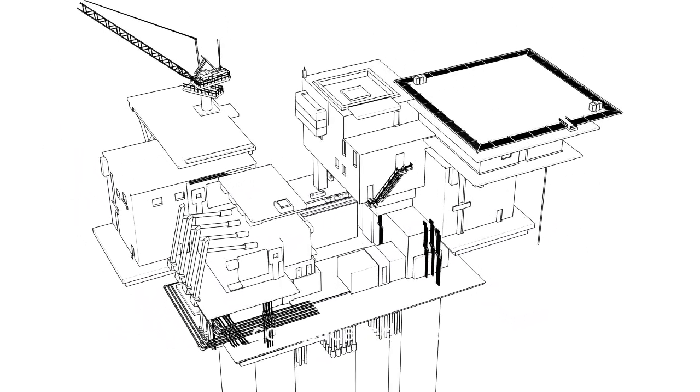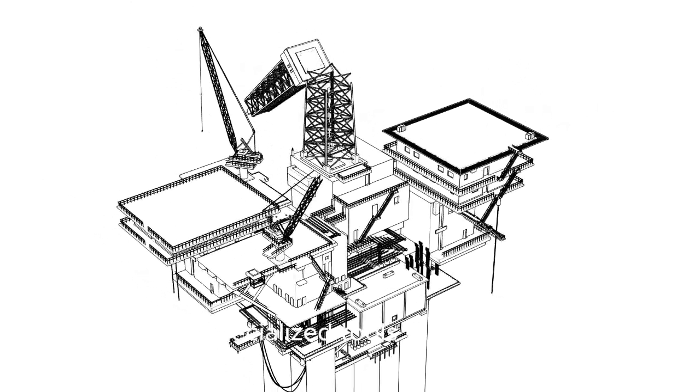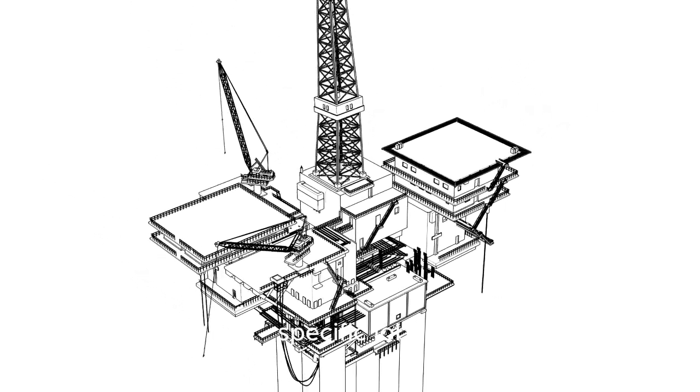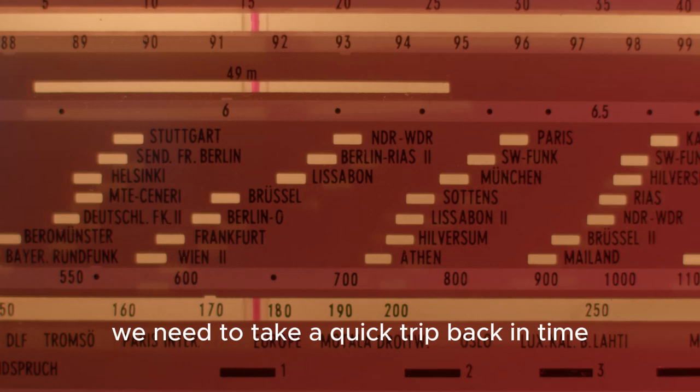Think of it like this. Instead of a single, complicated tool that tries to do everything, you have a set of simple, specialized tools that are incredibly fast at their specific jobs. We'll come back to this analogy later. To understand why RISC was even invented, we need to take a quick trip back in time.